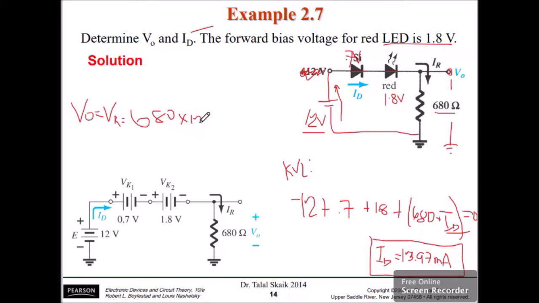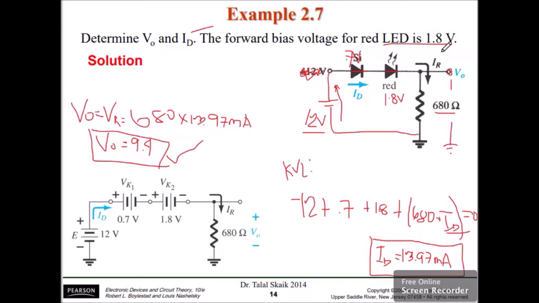680 times 13.97 milliampere. Hindi talaga ganito yung writing ko sa totoong buhay. And so, VO is equal to, again, pause this video and calculate on your own. Right, so you would have VO is equal to 9.4. Okay? Which would also feel good, feel right.